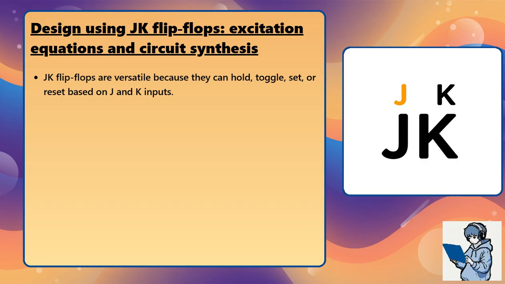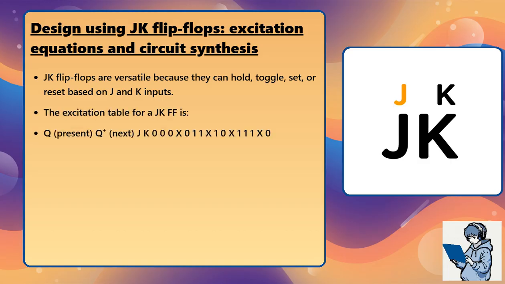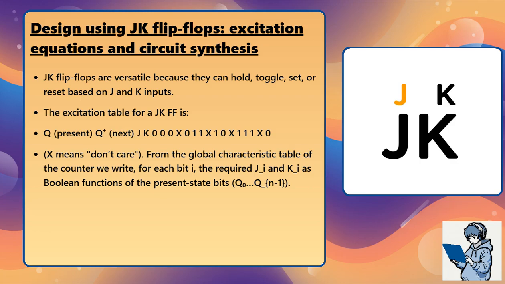JK flip-flops are versatile because they can hold, toggle, set, or reset based on J and K inputs. The excitation table for a JK flip-flop is Q present, Q plus next, JK. 0 to 0 gives J0, K don't care; 0 to 1 gives J1, K don't care; 1 to 0 gives J don't care, K1; 1 to 1 gives J don't care, K0. X means don't care. From the global characteristic table of the counter, we write, for each bit i, the required J sub i and K sub i as Boolean functions of the present state bits Q0 through Qn-1.